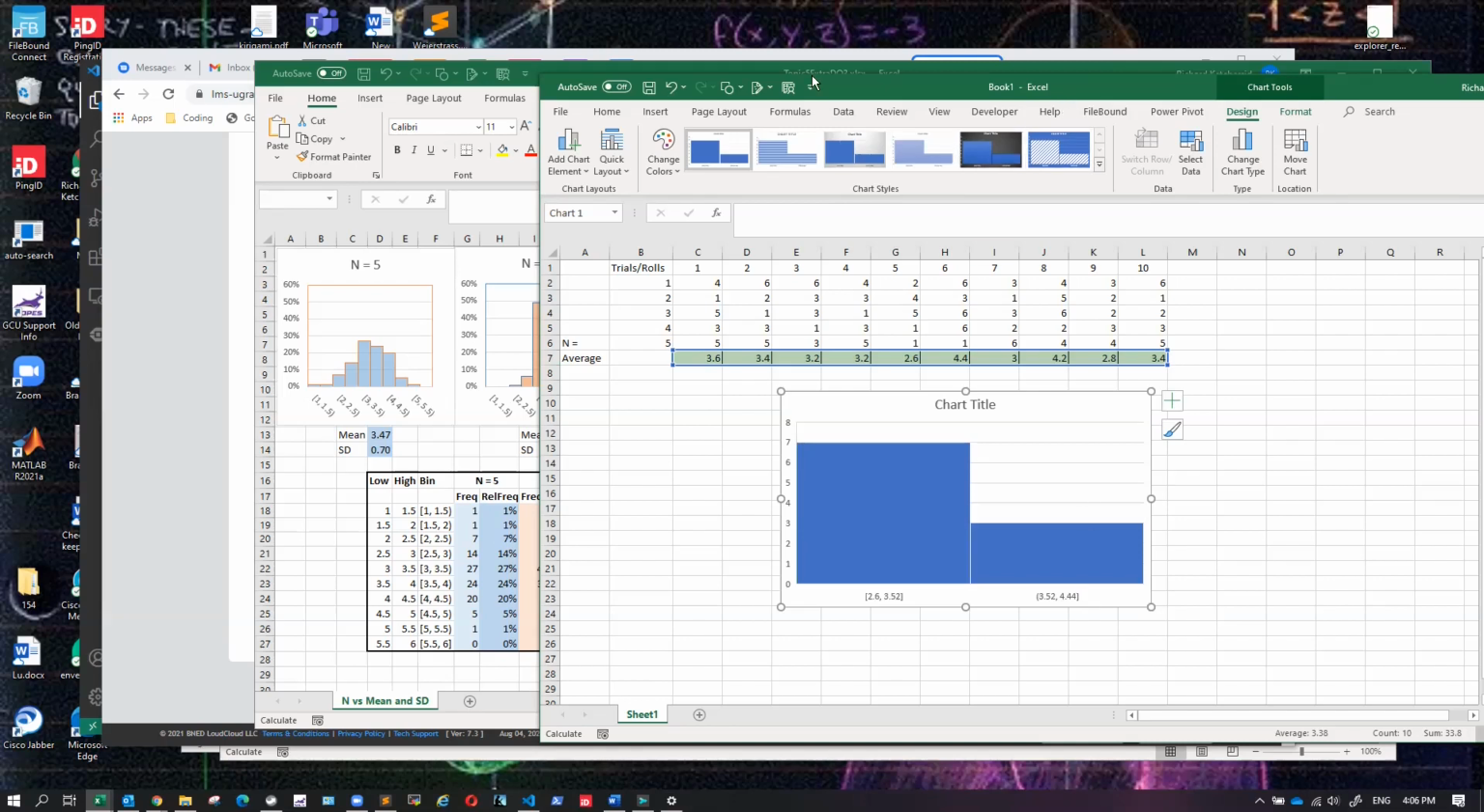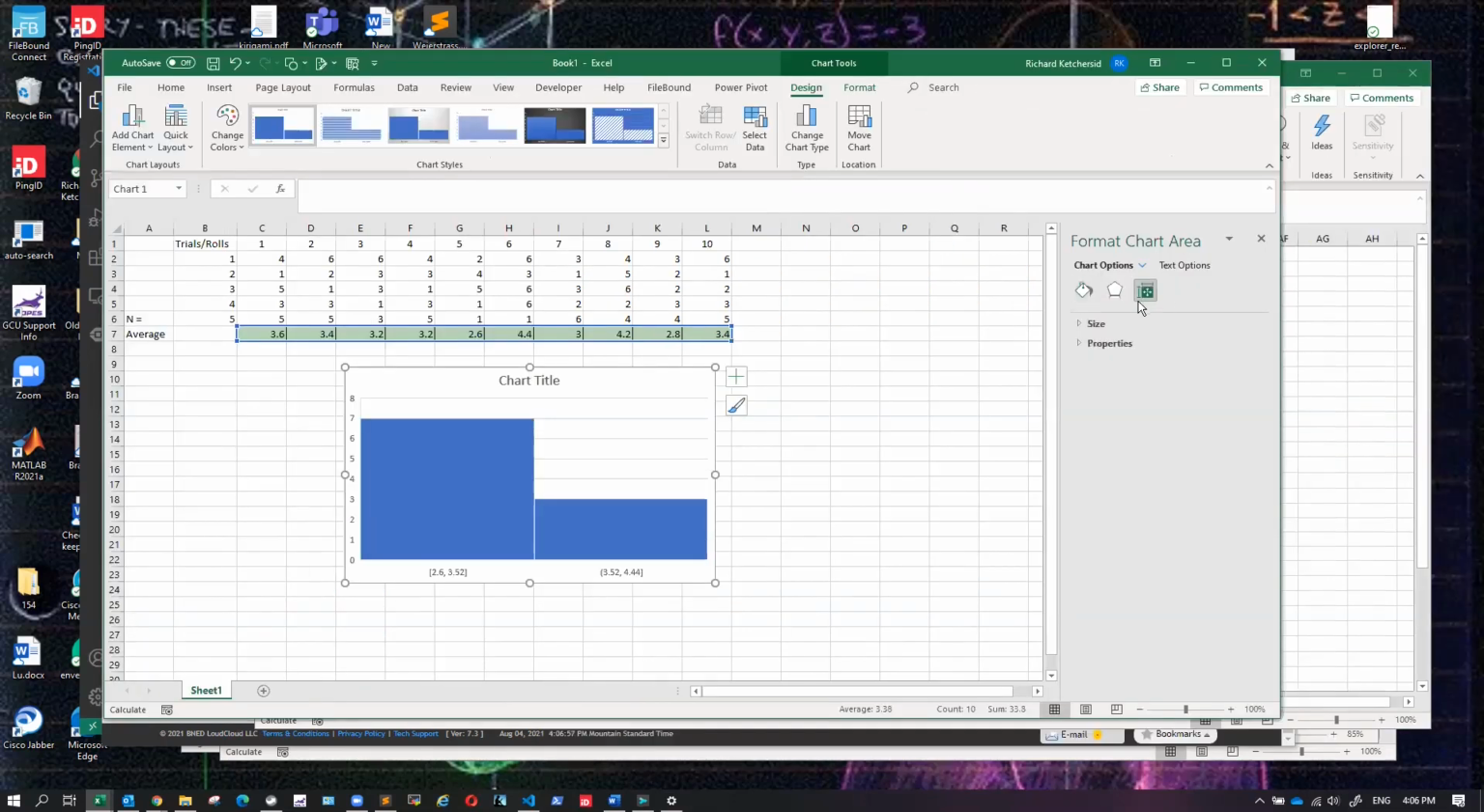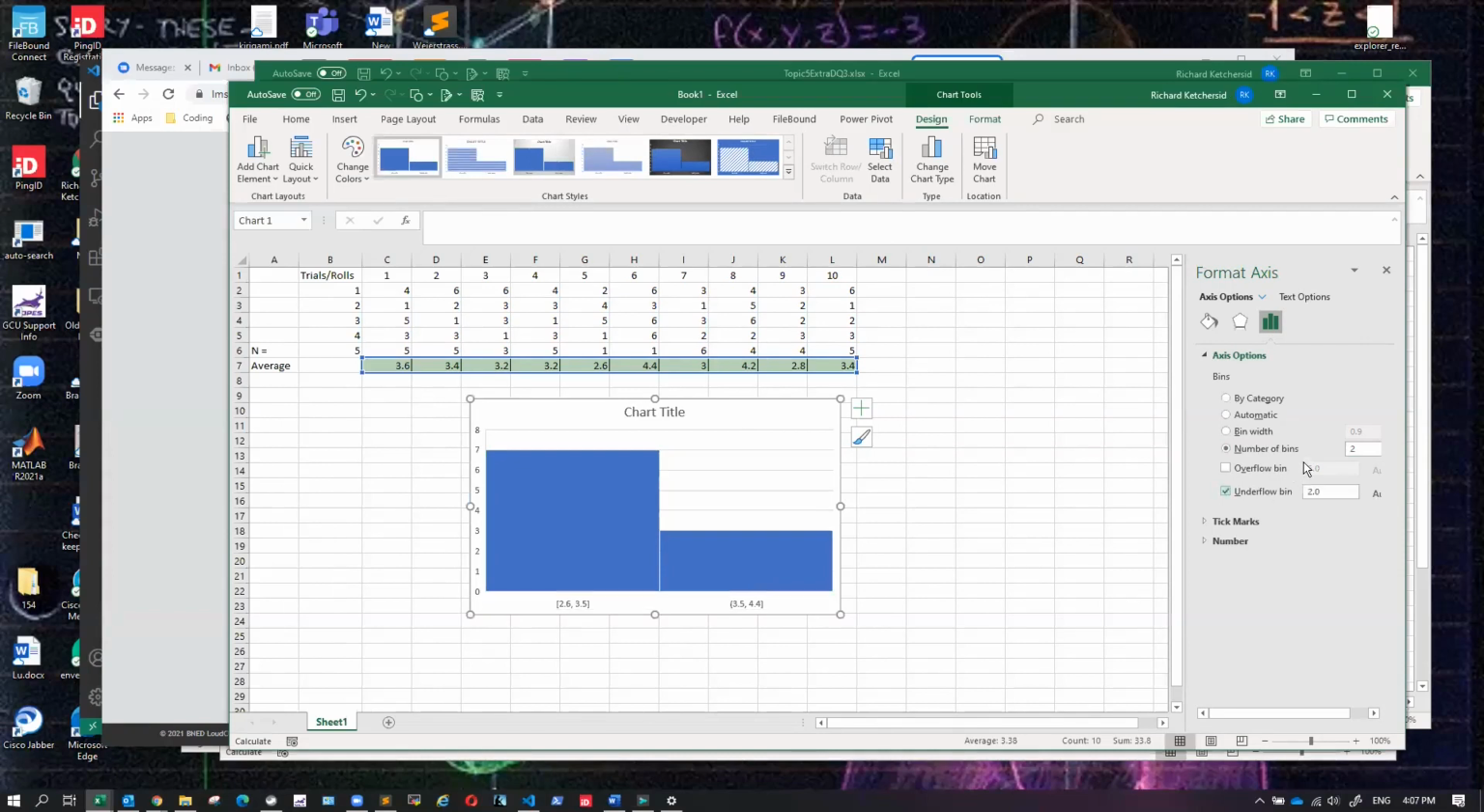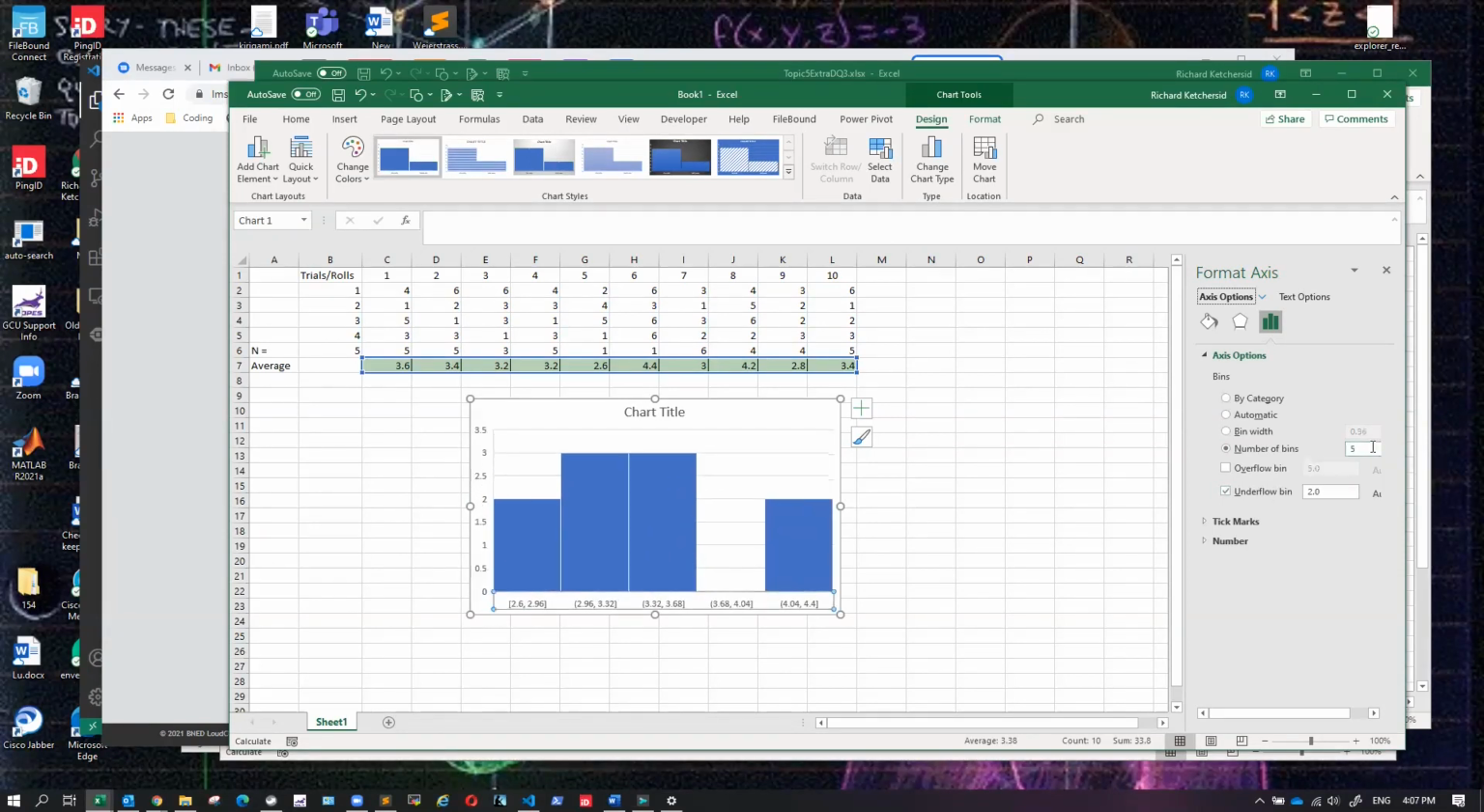Oh, I see. I'm hiding what I'm looking for over here. Yeah, number of bins. Okay, let's make 6 bins. How many do I have? 1, 2, 3, 4, 5. Actually, I have 8 bins. That's going to be too many here. Actually, I'll make 5 bins. It's up to me.